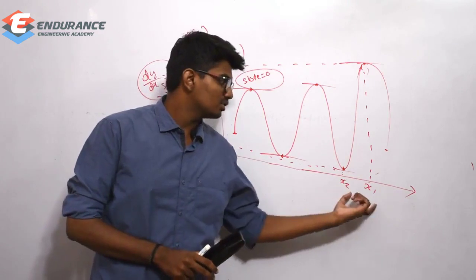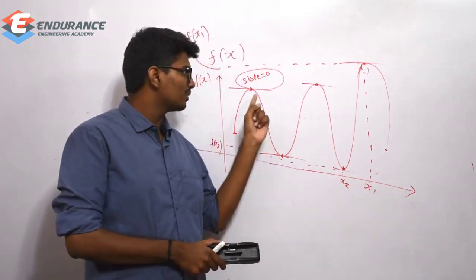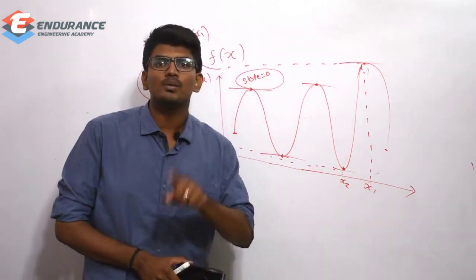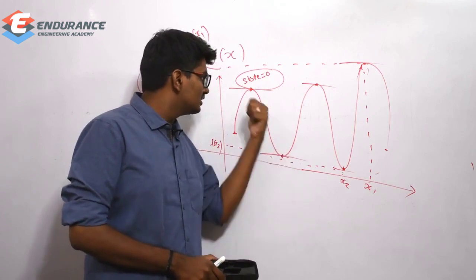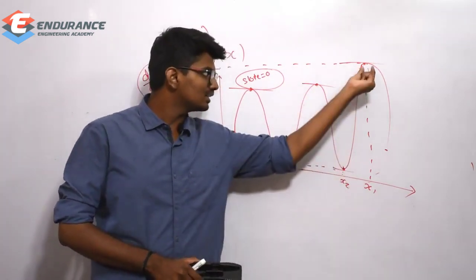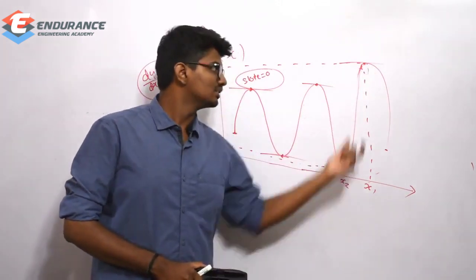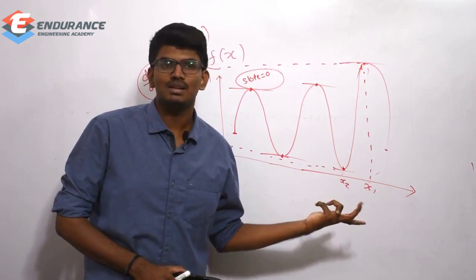Maxima and minima should surely lie in one of the critical points, right? But not all the critical points are maxima and minima. That has to be clear, because this value is not a maxima or minima. This and this, this is going to be maxima and this is going to be minima. Only 2 points are maxima and minima.